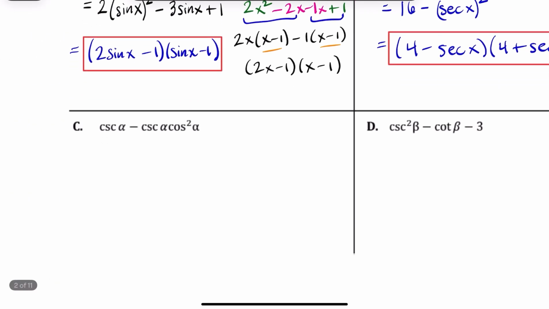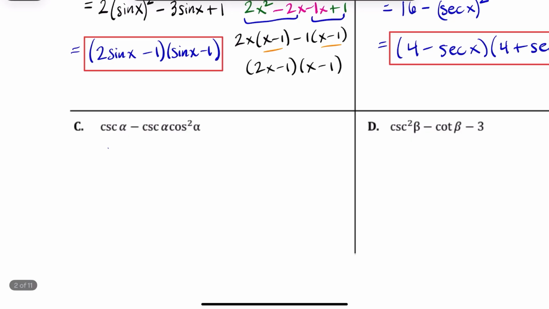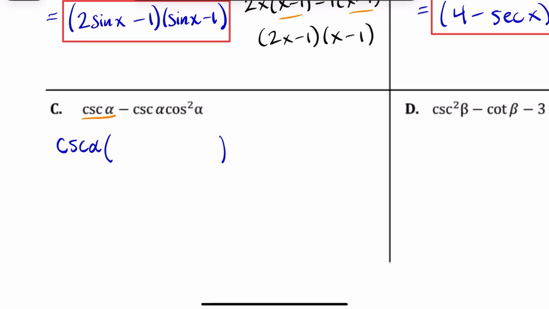All right, now for C, we have two terms here. I have cosecant alpha minus cosecant alpha times cosine squared alpha. Now, notice here, when we want to factor, we always want to check for a greatest common factor first. Looking at my terms, I notice that they both have a cosecant alpha in common. So I can factor out cosecant alpha from both terms. When we're factoring, we're pretty much dividing, so I'm really dividing by cosecant alpha from both terms.